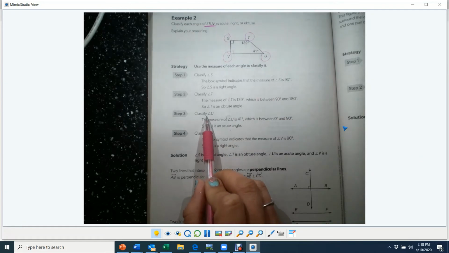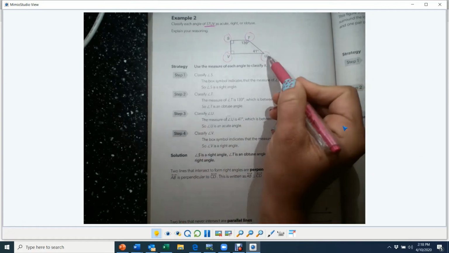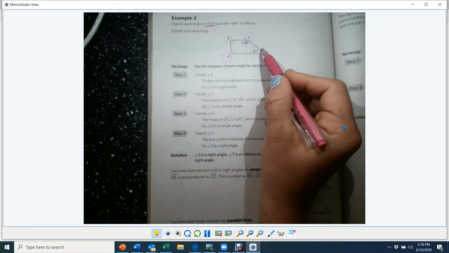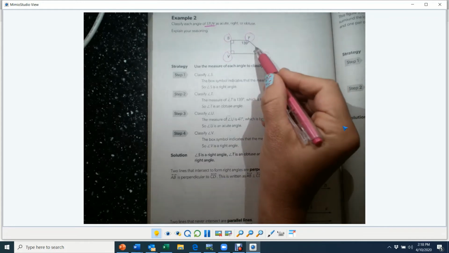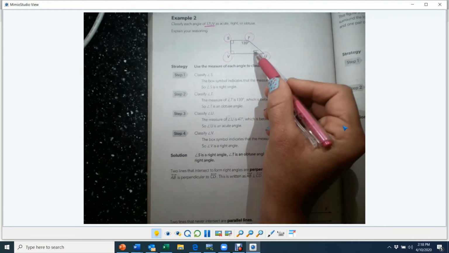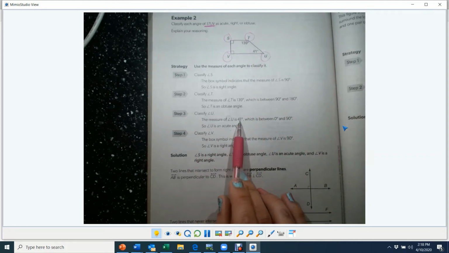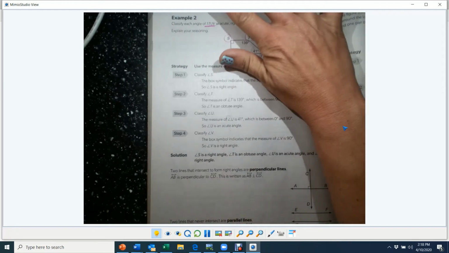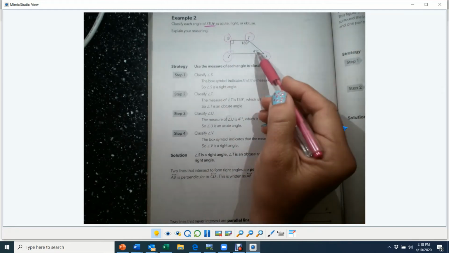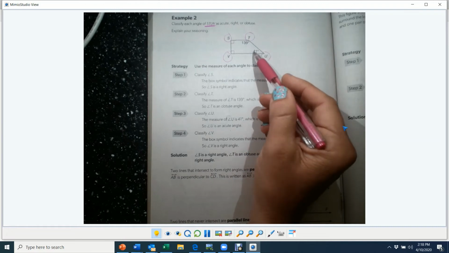Next, they're having us classify angle U. So we're going to go up here. Here's U. So that means they're talking about this angle right now. And we know that they're telling us it's 41 degrees. Well, 41 degrees is less than 90. And if you look at it, look how small it is. It's smaller than 90 degrees, so we call it an acute angle.